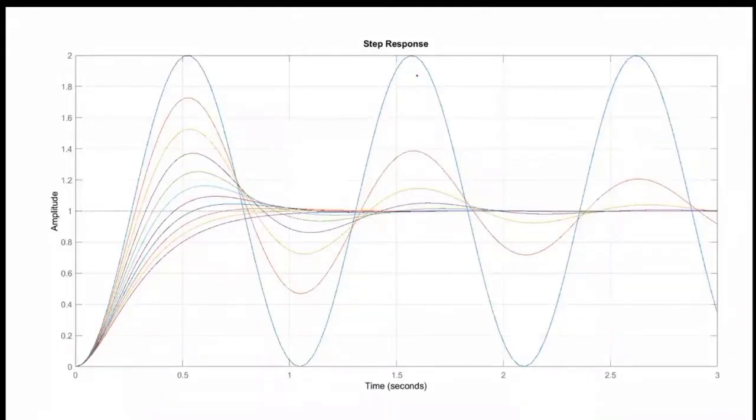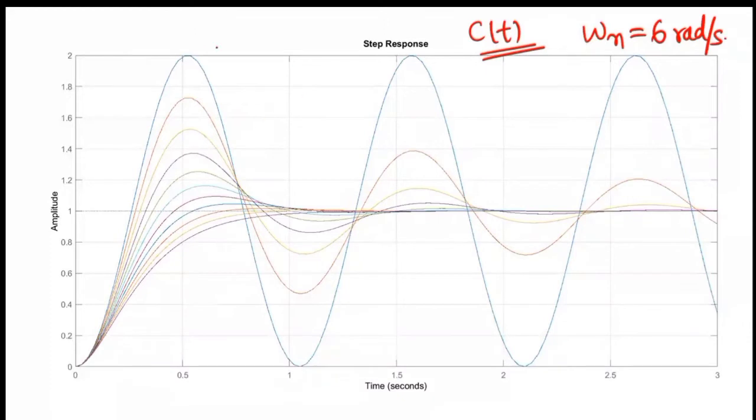This is the time response analysis of the c(t) values for the unit step response. Omega n is equal to 6 radians per second. So these are the graphs. I derived them with the help of software called MATLAB.